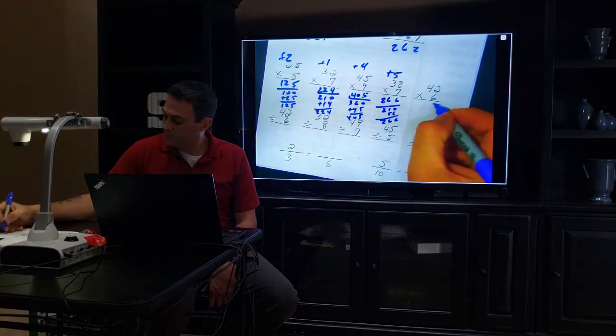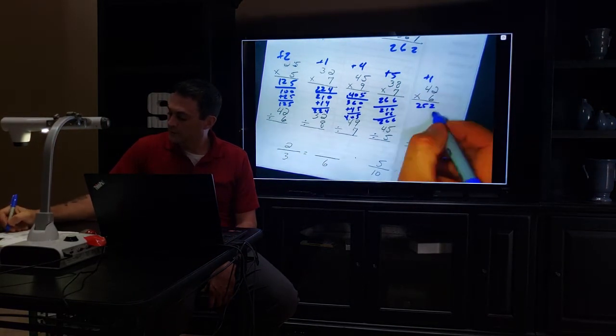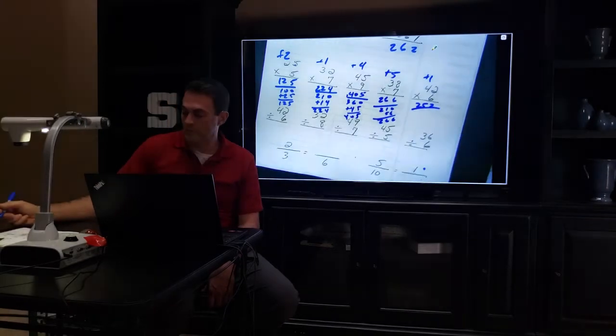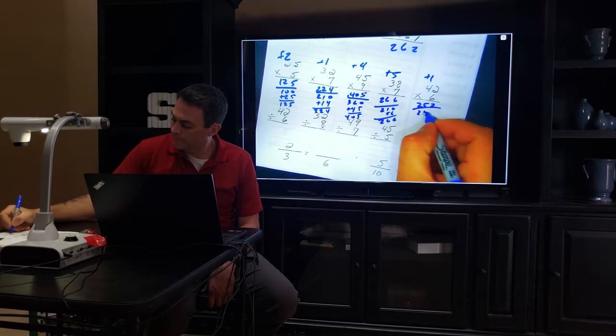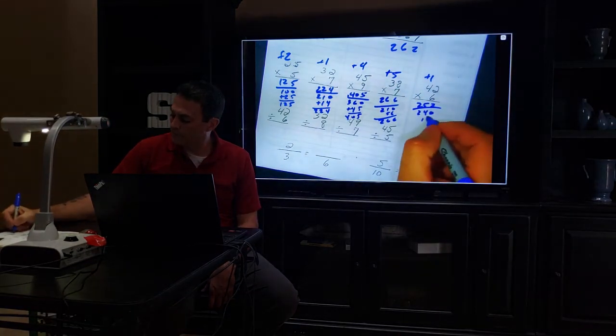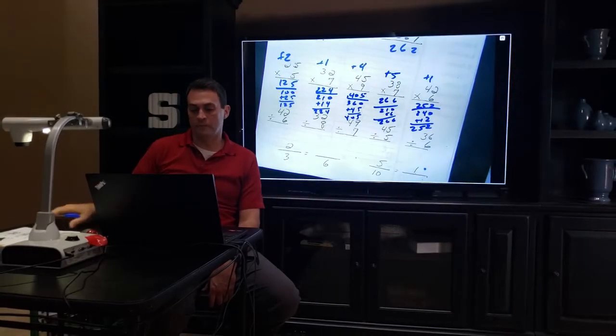2 times 6 is 12. 6 times 4 is 24, plus 1 is 25. All right, 252, right? Let's see if it matches up. 6 times 40 is 240. 2 times 6 is 12. 252, 252. There we go.